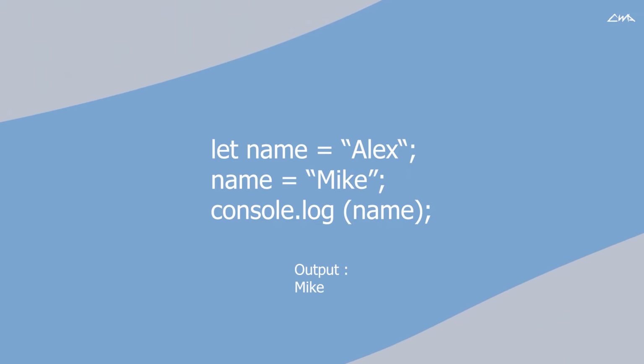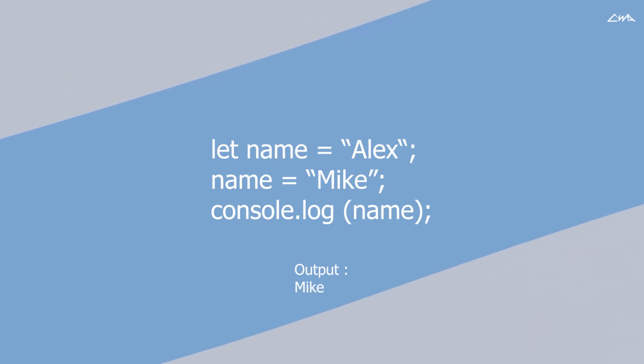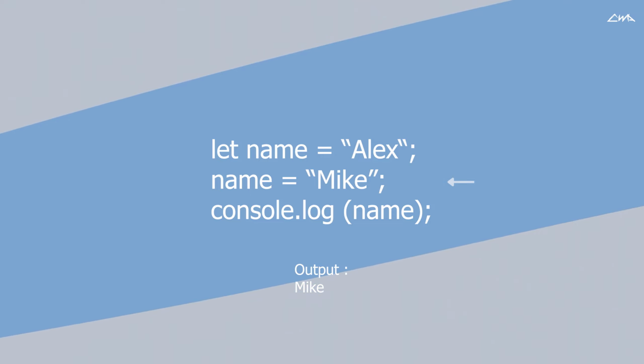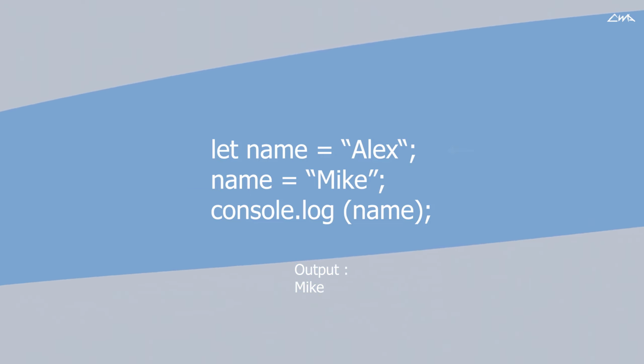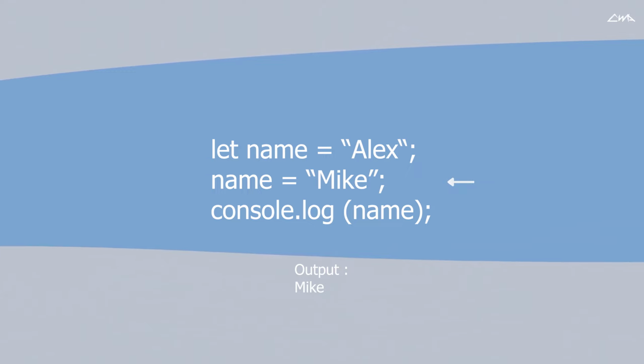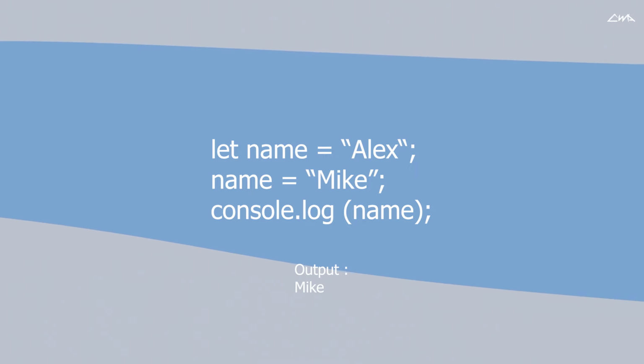Now let's see how the program works. Because strings are immutable, once we use the second variable name and set it to Mike, the initial value of the variable erases and changes to Mike. So the variable name now has the value of Mike.